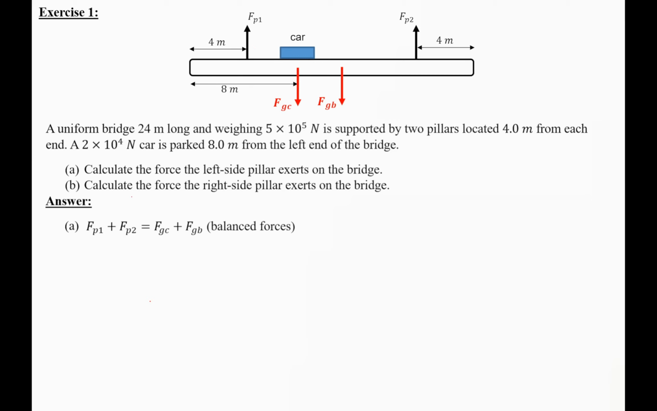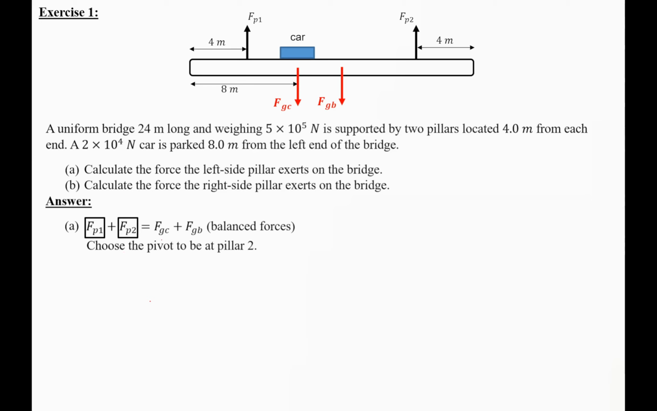Now here in this case, we know the pull of gravity of the car, which is given by 2 times 10 to the power 4, and we know the pull of gravity of the bridge, which is given by 5 times 10 to the power 5. However, we have two unknowns, Fp1 and Fp2. So we need another equation in order to solve for Fp1.